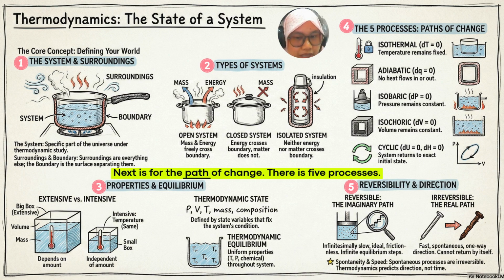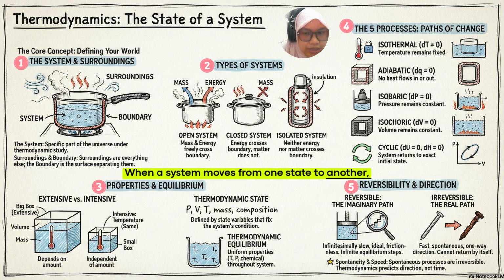Next is the path of change. There are 5 processes. When a system moves from one state to another, it follows a path. We track 5 main processes. There is isothermal, where temperature stays fixed throughout the process. Adiabatic, no heat flows in or out, dq equal to 0.